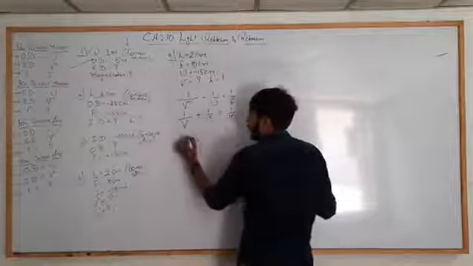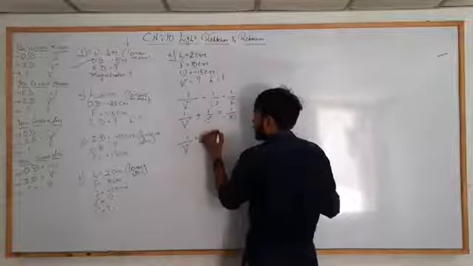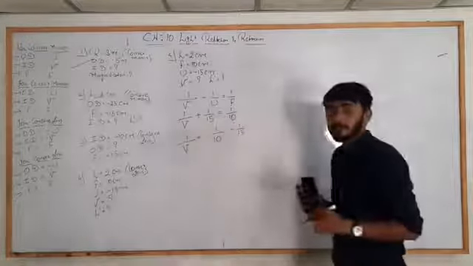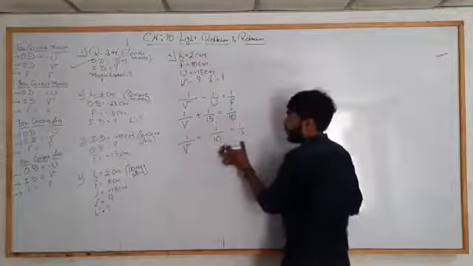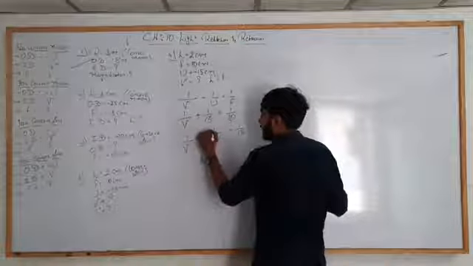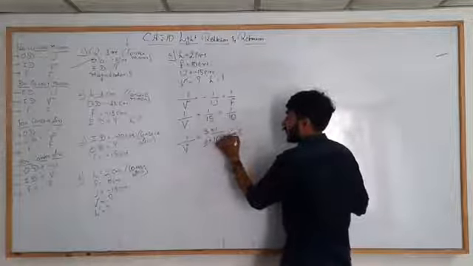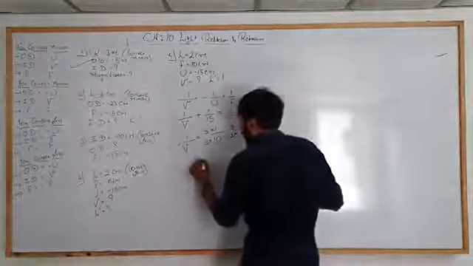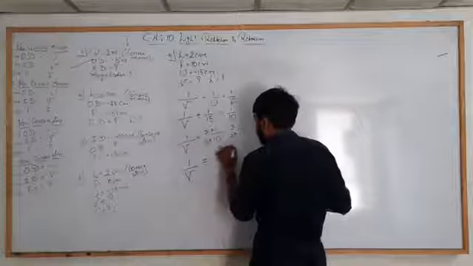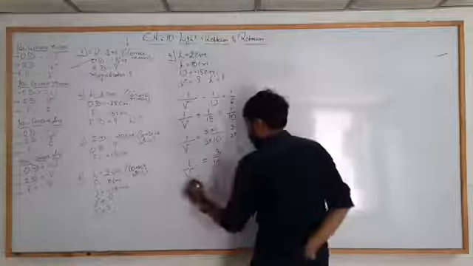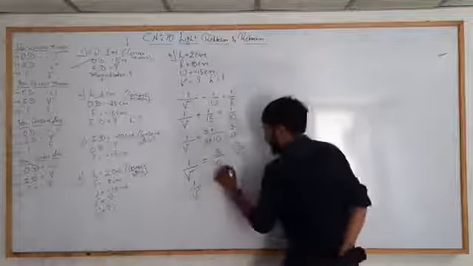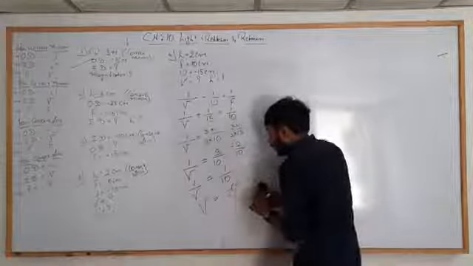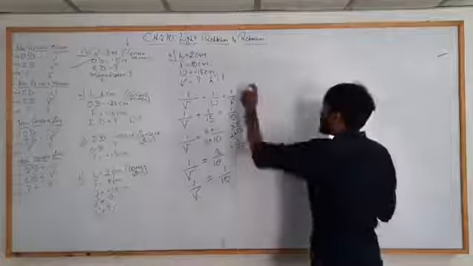I can shift these values over here, and so 1 upon V is equal to 1 upon 10 minus 1 upon 15. What I need to do? I can take the LCM over here. So I need to multiply 10 with 3 and 15 with 2, so that becomes 30. So 1 upon V will be 3 upon 30 minus 2 upon 30, and as the bases are the same, 1 upon 30. So V will be 30 centimeter.